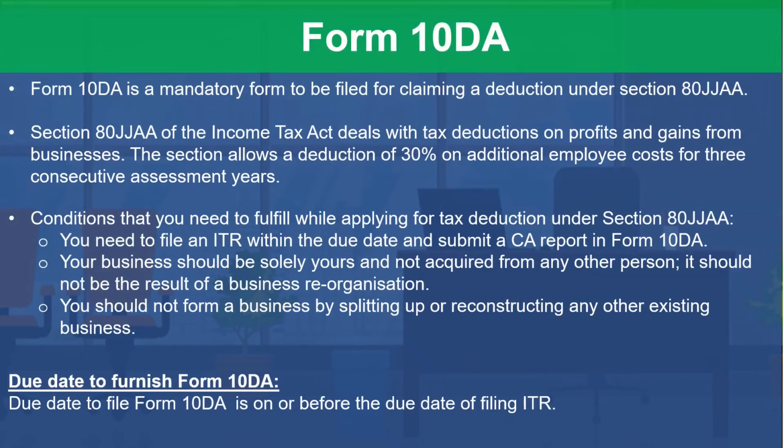Form 10DA is a mandatory form to be filed for claiming a deduction under Section 80JJAA. Section 80JJAA of the Income Tax Act deals with tax deductions on profits and gains from business. This section allows a deduction of 30% on additional employee cost for 3 consecutive assessment years. For claiming the deduction under Section 80JJAA, you need to file income tax return within the due date and submit a CA report in Form 10DA.